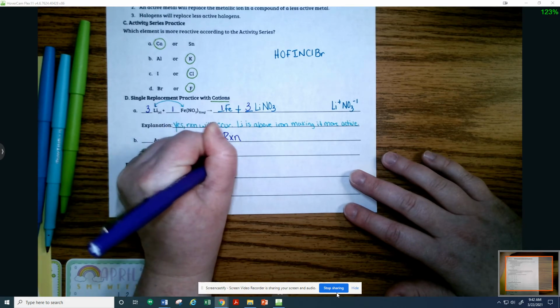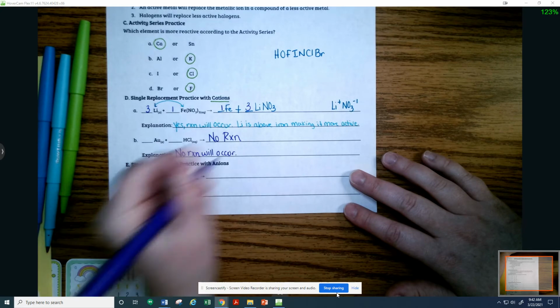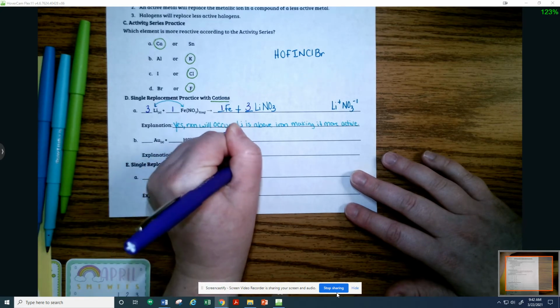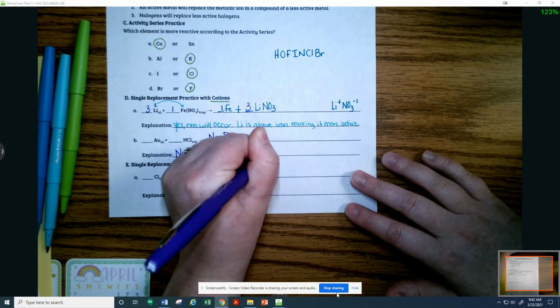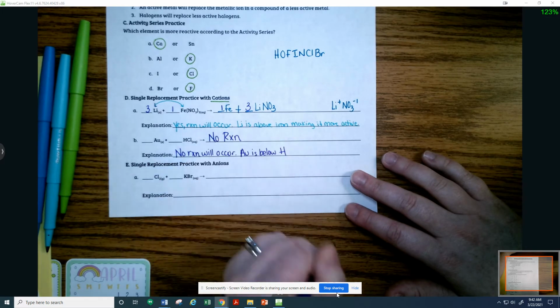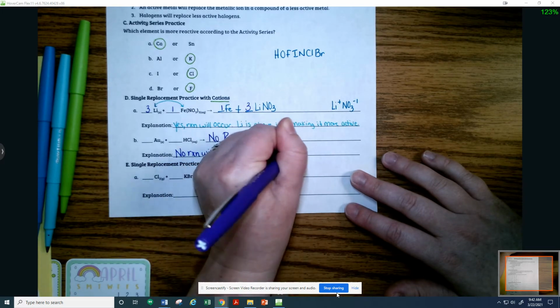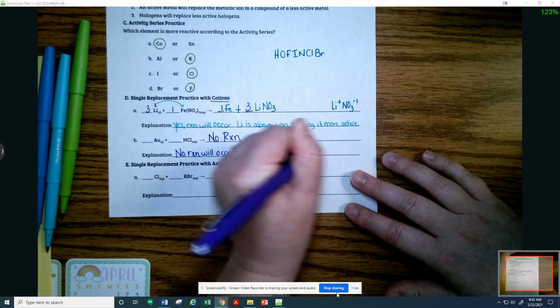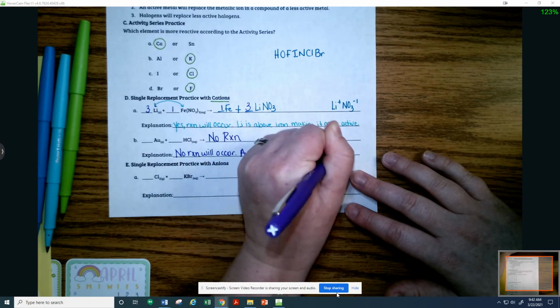And the reason why is gold, or Au, is below H, or hydrogen. Au is less active.